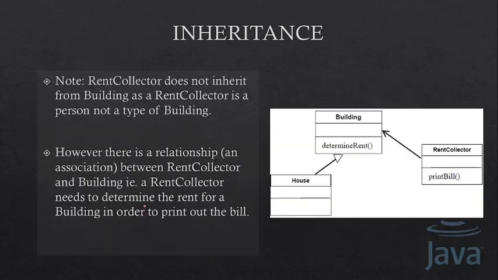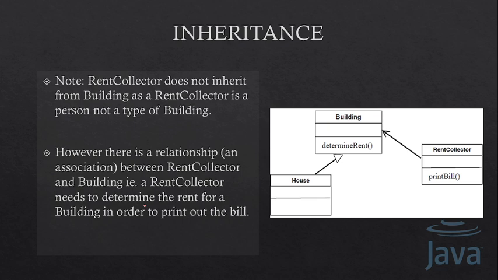So in this case, rent collector does not inherit from a building, because a rent collector is not a building. Okay. House is a building, but rent collector is not a building. Although that's not a building, there is still a relationship. The rent collector can still interact with the building, but through a different process. The rent collector needs to determine the rent of the building to print out the bill.